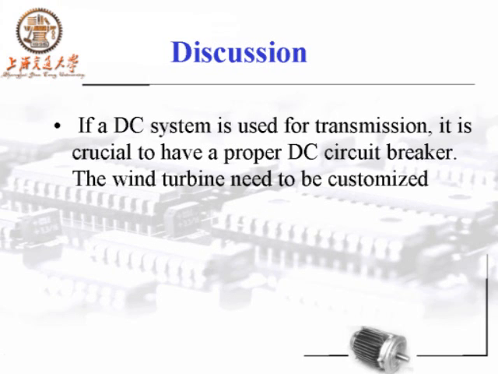And if a DC system is used for transmission, it's critical to have a proper DC circuit breaker. The wind turbine needs to be customized. These two problems exist in the DC connection systems.